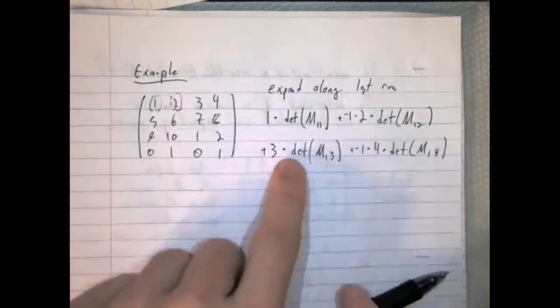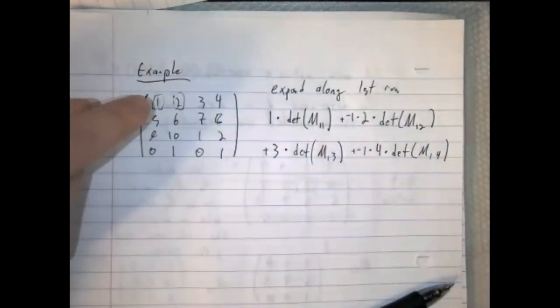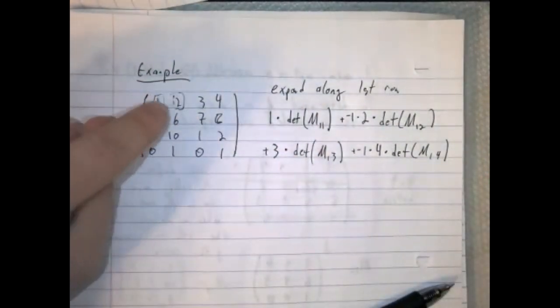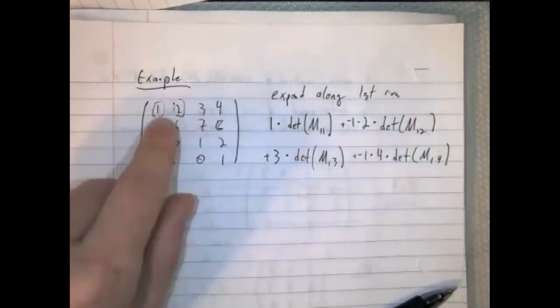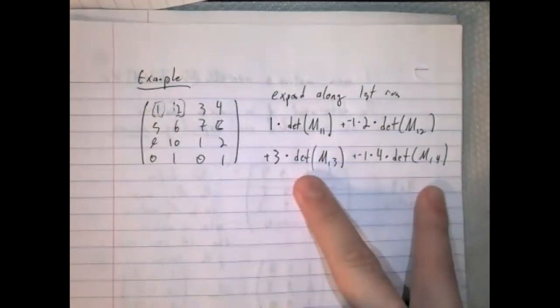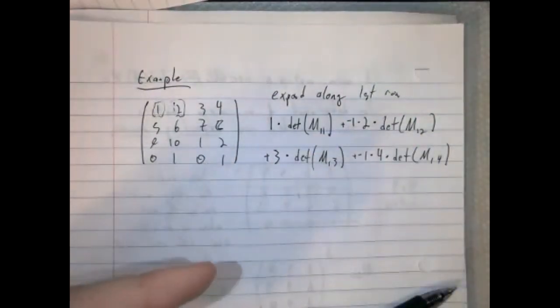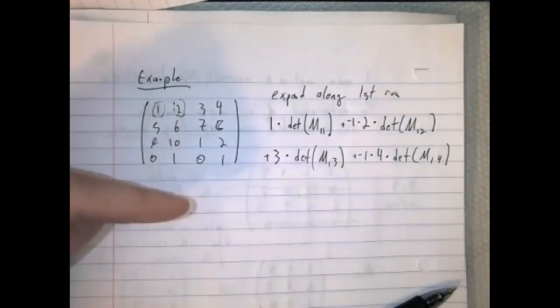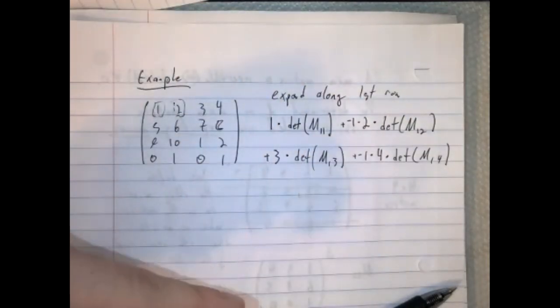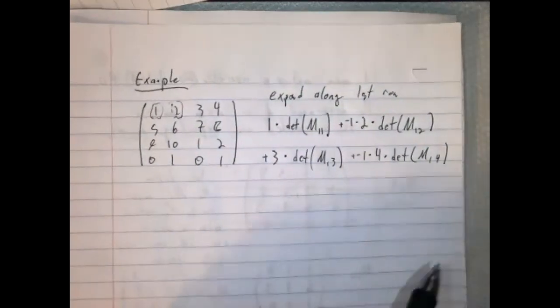So in other words, what I've just done is I've linked the computation of a determinant of a 4 by 4 matrix with a number of determinants of 3 by 3 matrices. And similarly, if you want to compute the determinant of a 3 by 3 matrix, this procedure breaks it down to computing a bunch of 2 by 2 matrices.